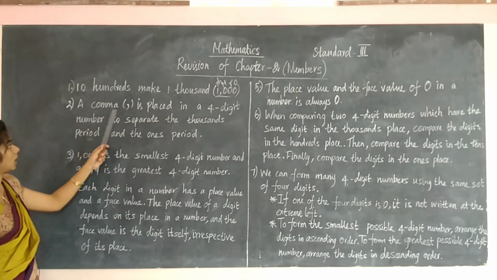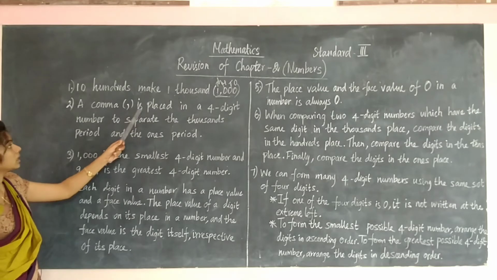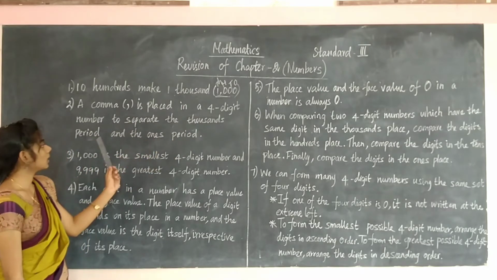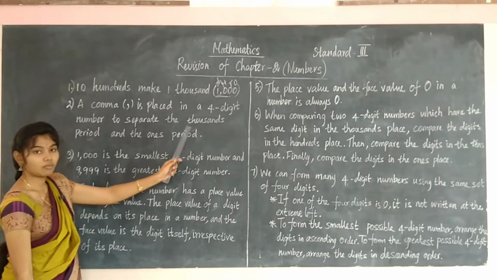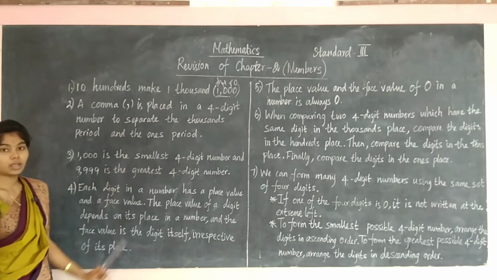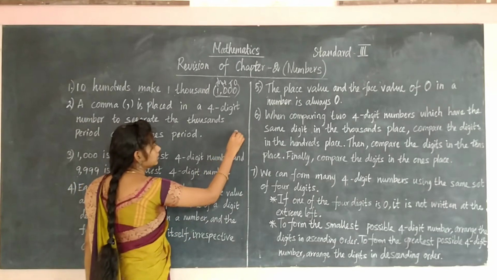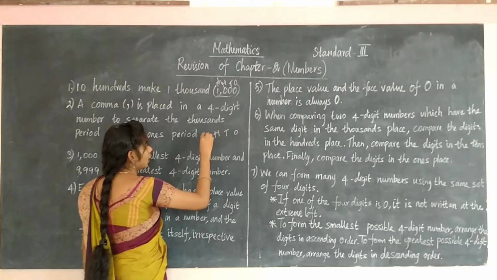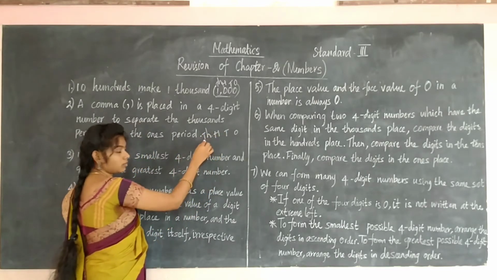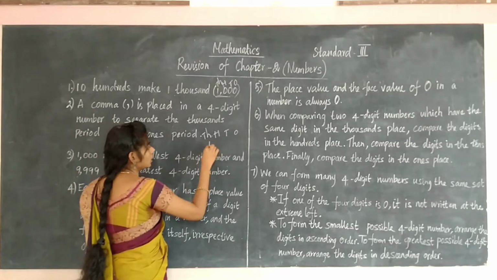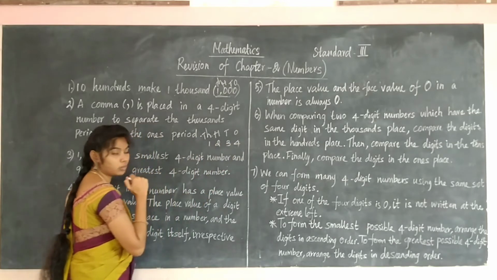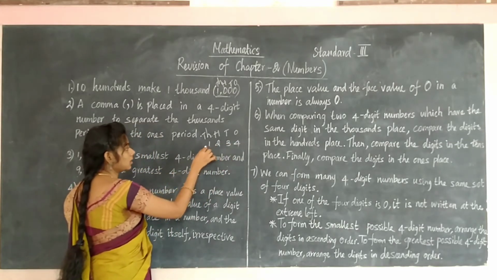And the next one is a comma. The sign of comma is placed in a 4-digit number to separate the thousands period and the ones period. What is given? The 4 digits. What are the thousands period and ones period? The places are ones, tens, hundreds, and thousands. You will place the comma in between hundreds and thousands. You already learned. If there is any number like 1234, this is where we have to place the comma, in between hundreds and thousands.